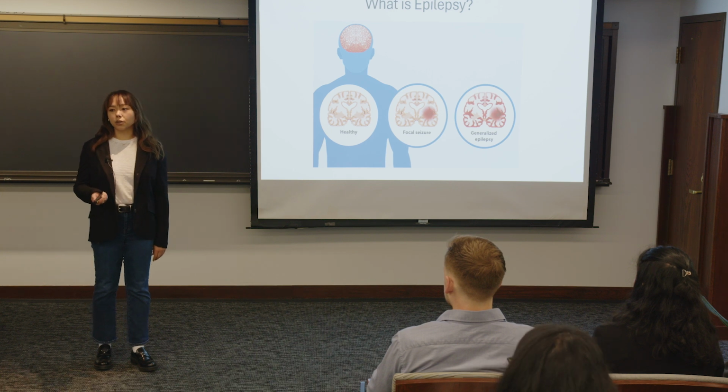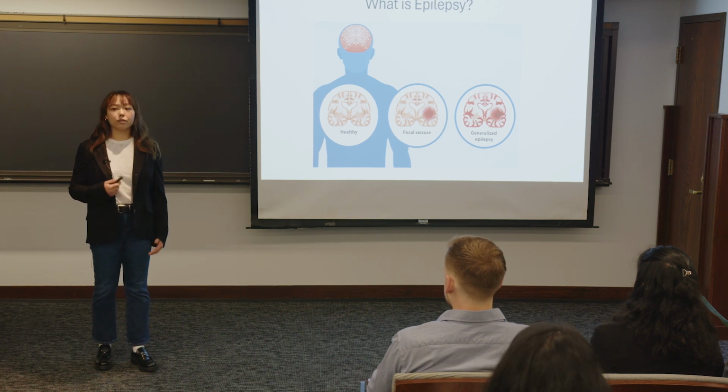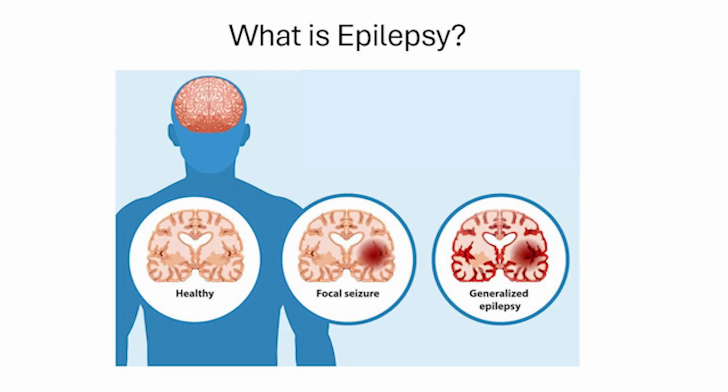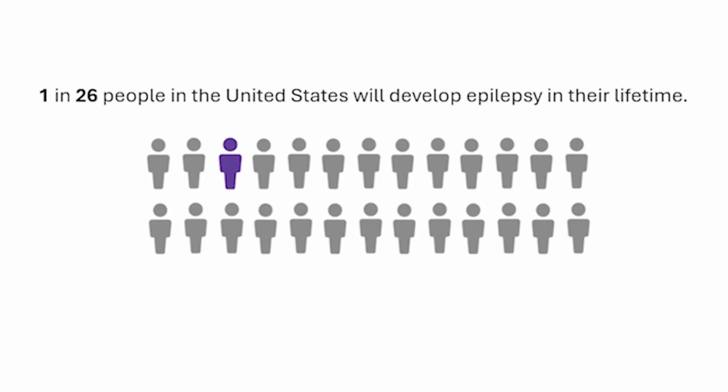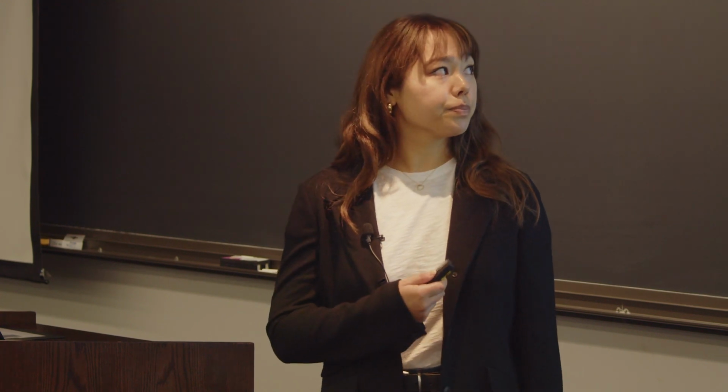Epilepsy is a chronic neurological disorder characterized by frequent seizures or convulsions and can be due to a number of factors, including genetic factors, brain injury, or prior infection. 1 in 26 individuals in the United States will develop epilepsy in their lifetime. And currently, 3 million individuals have epilepsy in the United States, with 1 in 200 children being diagnosed.